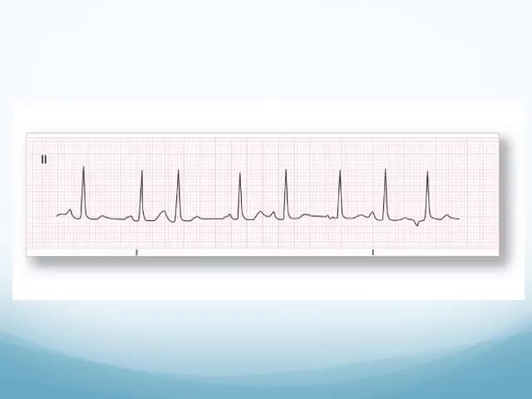Now our next step is to look at our P waves. Our P wave morphology appears to change. Our first beat has one morphology, our second beat another morphology, and it's kind of hard to tell on our third beat because the P wave is buried in the previous T wave. But then we look down at our sixth beat and we see a different morphology. So we have 3 different P wave morphologies.